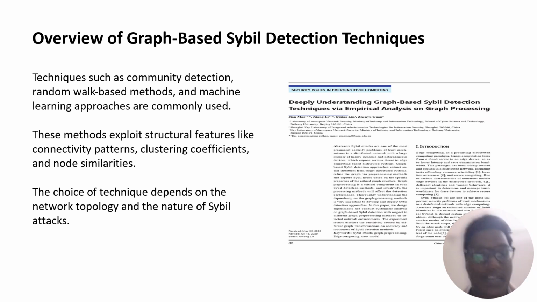Techniques such as community detection, random walk-based methods, and machine learning approaches are commonly used. These methods exploit structural features like connectivity patterns and node similarities. The choice of technique depends on the network topology and the nature of Sybil attacks. And this is the overview of graph-based Sybil detection techniques. I hope you understand this slide.